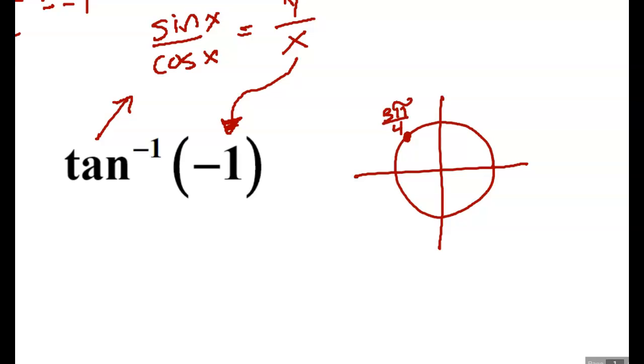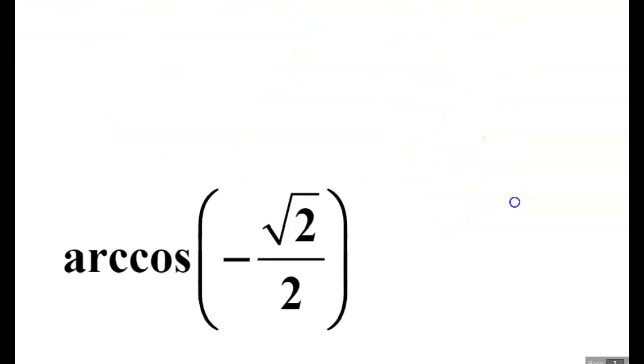Or there's another one down here, because the coordinate point is square root of 2 over 2, comma, negative square root of 2 over 2. So those divide to give you -1. Which one of these is in my domain for tangent inverse of tangent?